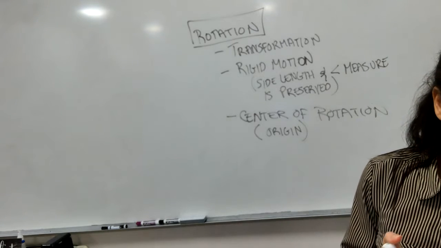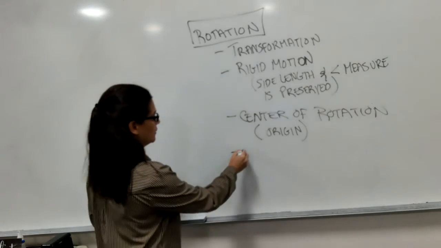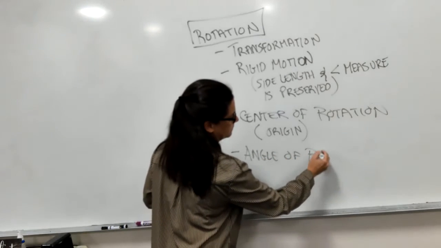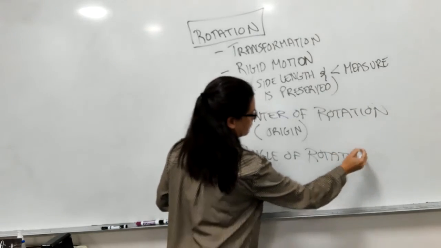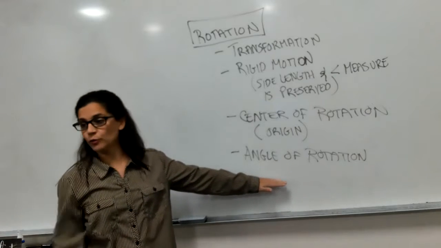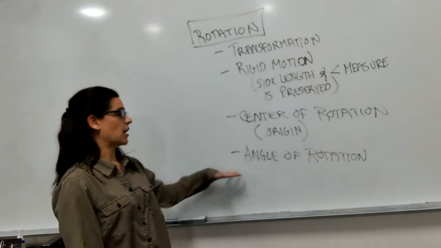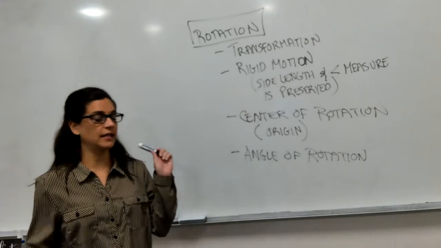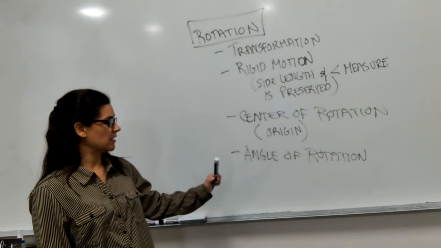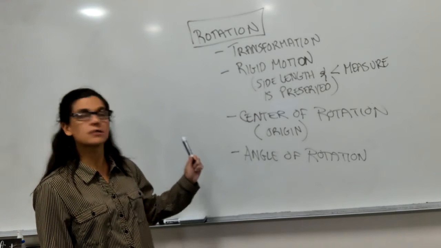Okay? And then the last thing you need to know about rotations is the angle of rotation. This is how far you're rotating your object: 90 degrees, 100 degrees, 180 degrees. How far are we rotating the object? Let's see, something else about this angle of rotation.